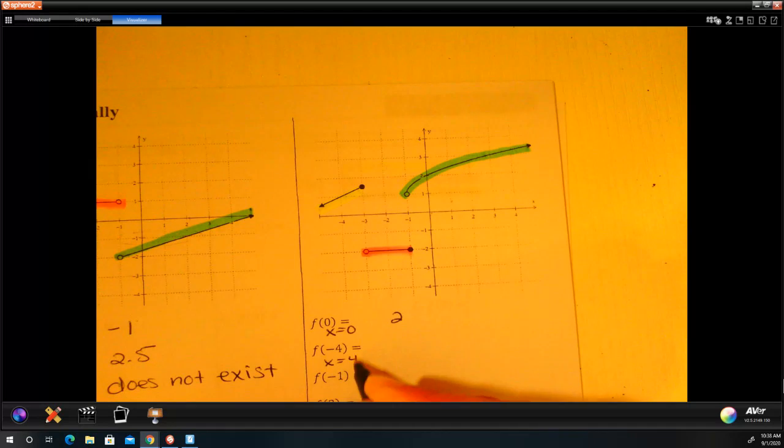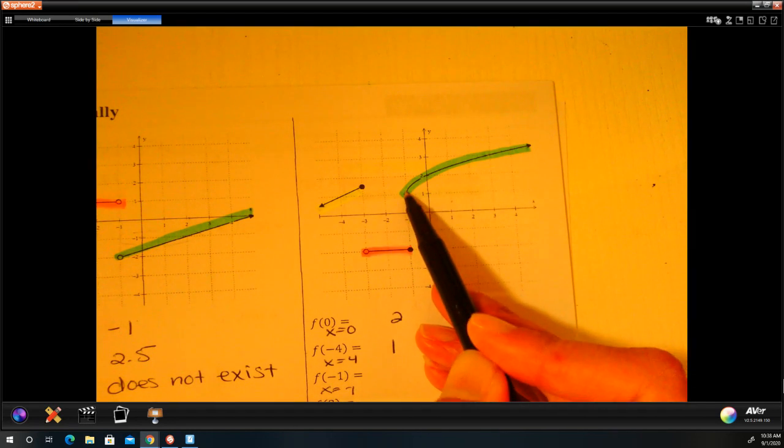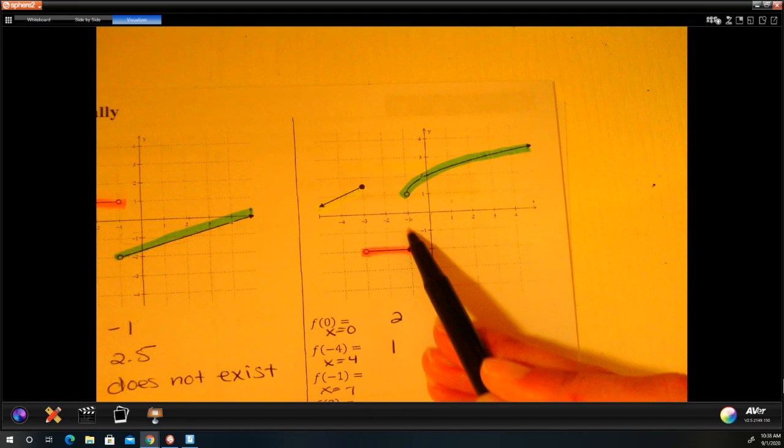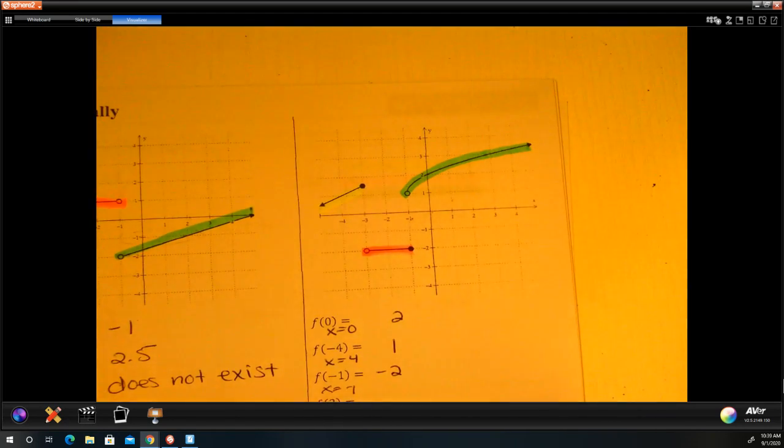X equals -4. Right here. Lines up to be +1. X equals -1. Right here. Doesn't include that point. So I'm going to look to see if there's another one. There is. -2. It could never be 2 points because then it wouldn't be a function, because x can't repeat. If x repeats, it's not a function.